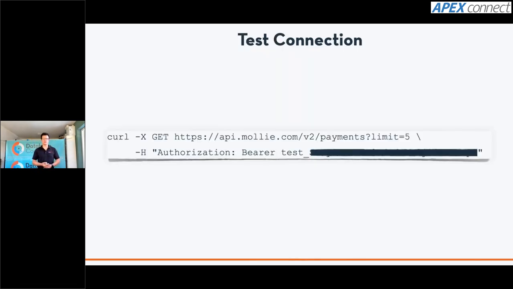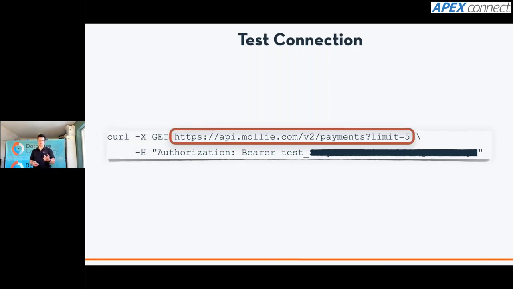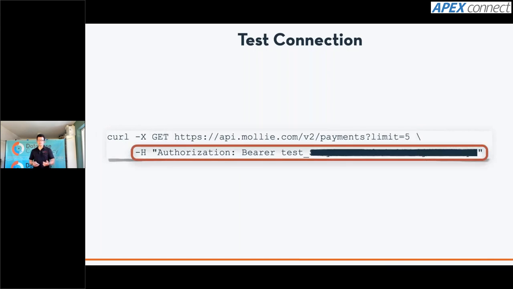So let's test the connection first. Curl is the program we use to send a message, and the method we're using is GET, so we're getting the payments from the server. This is the server we're talking to. And we need to pass a variable for the authorization.